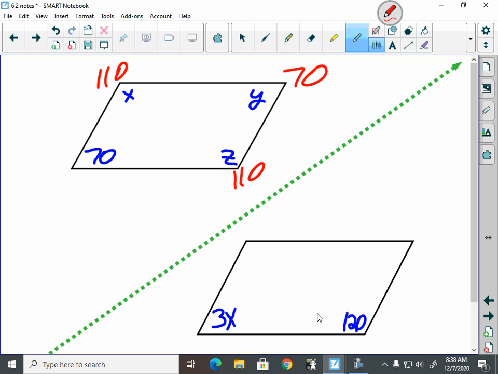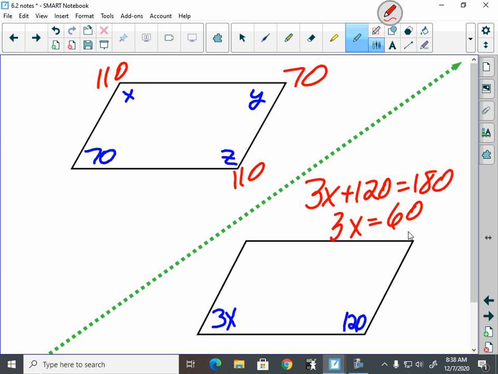Hey, how would you solve this? Would you set them equal? Is the answer 40? No. These are consecutive angles. And consecutive angles are supplementary. So subtract 120 and divide. And there you go.